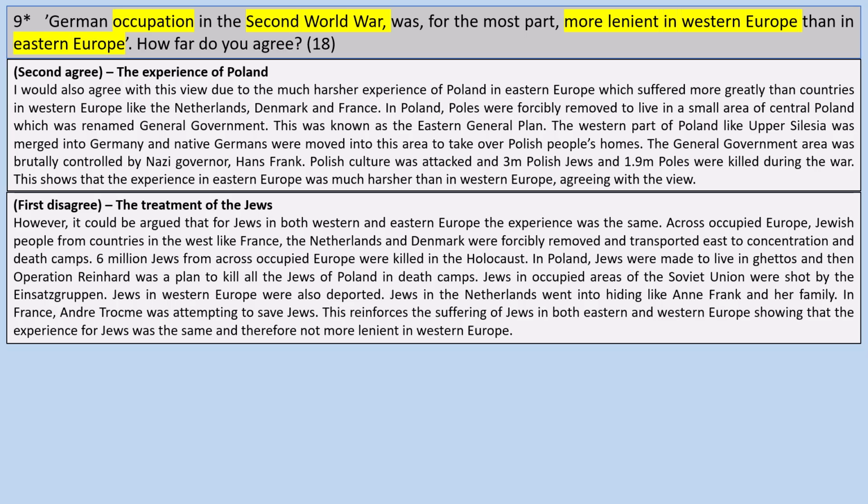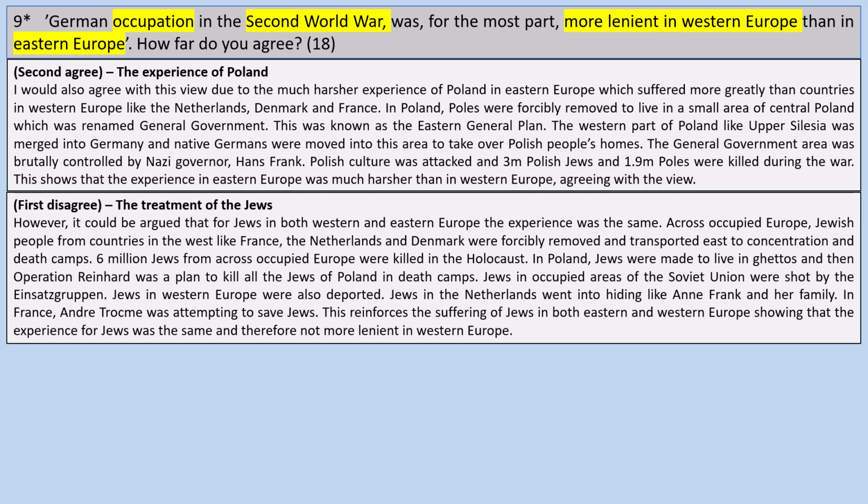However, it could be argued that for Jews in both Western and Eastern Europe, the experience was the same. Across occupied Europe, Jewish people from countries in the West like France, the Netherlands and Denmark were forcibly removed and transported east to concentration and death camps. 6 million Jews from across occupied Europe were killed in the Holocaust. In Poland, Jews were made to live in ghettos, and then Operation Reinhard was a plan to kill all the Jews of Poland in death camps.